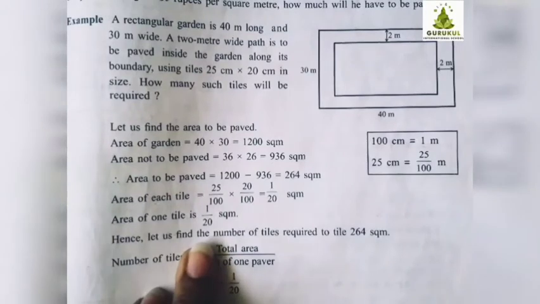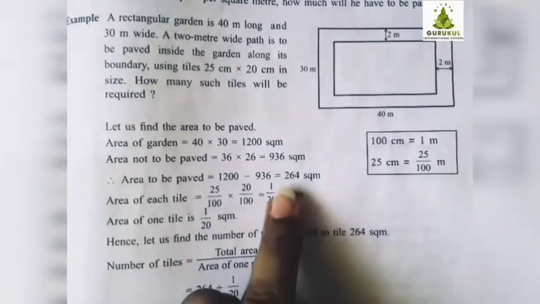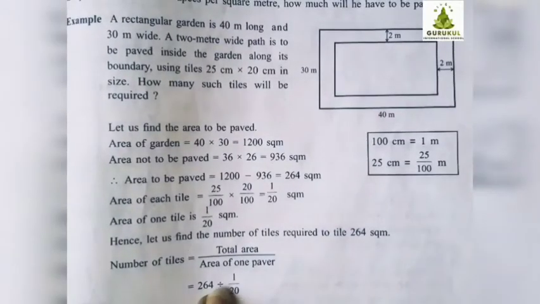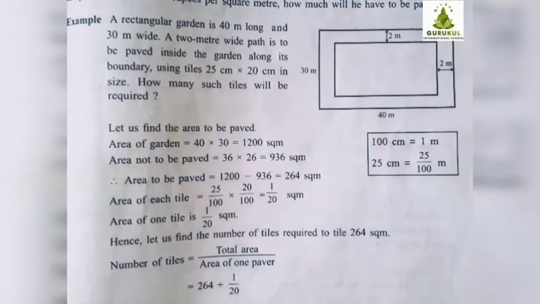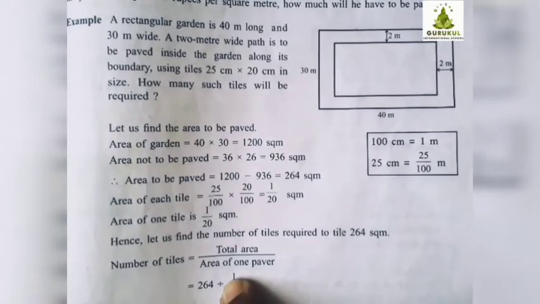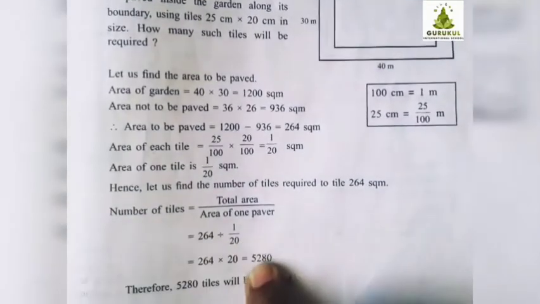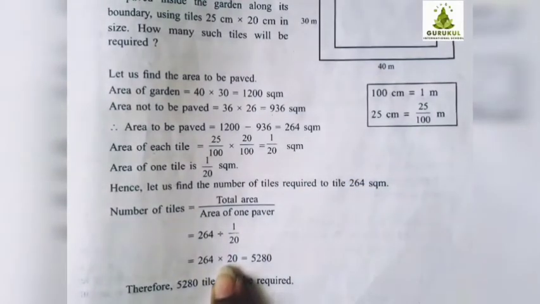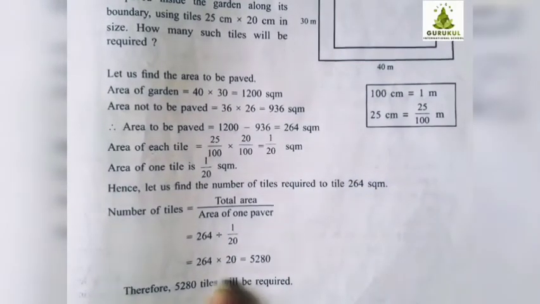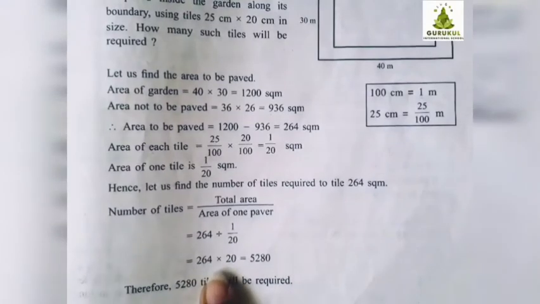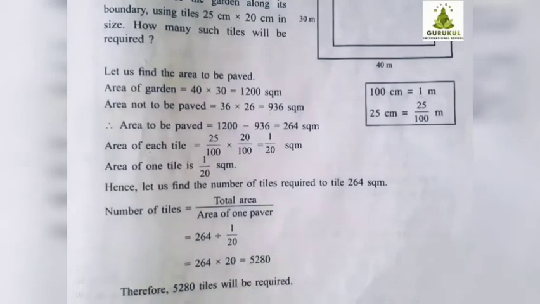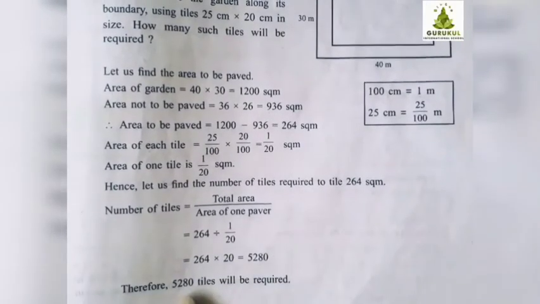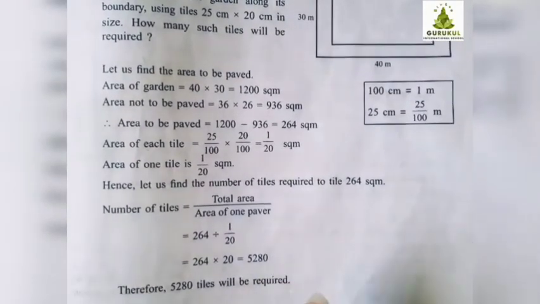Okay. Now by this we have to divide our area to be paved. So 264 divided by 1 upon 20, and if you change this division symbol, then you have to write the reciprocal of this number. So it will become 20 upon 1. So 264 into 20 total is equal to 5280. Therefore 5280 tiles will be required.